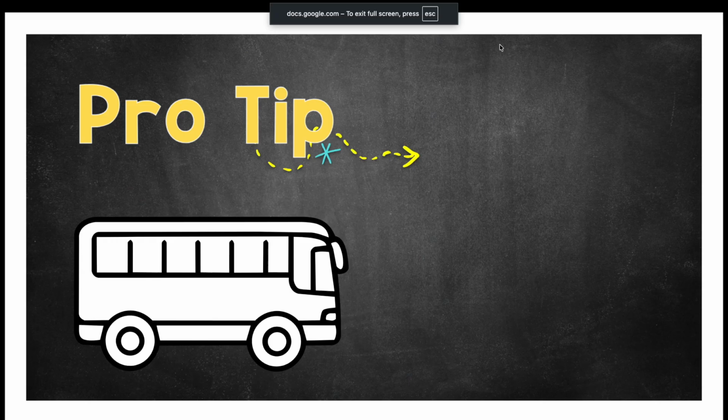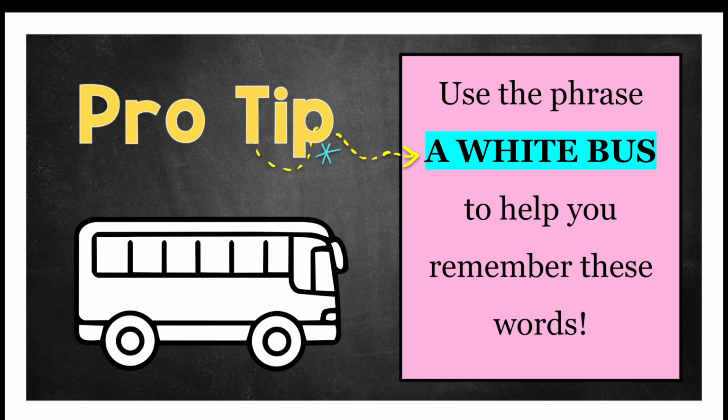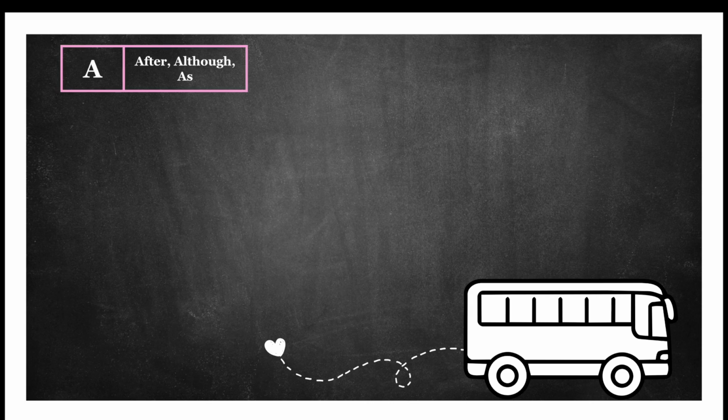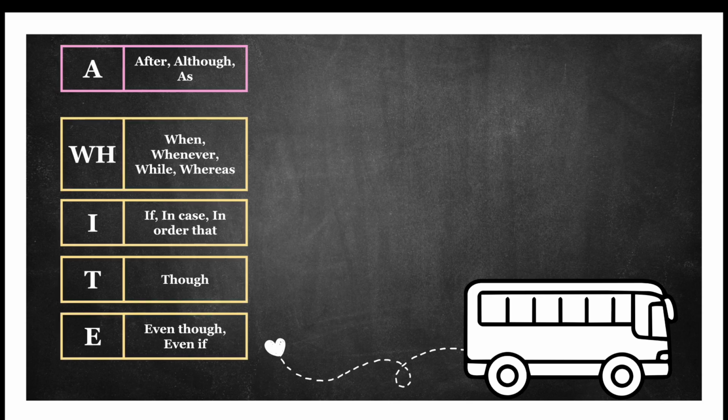So unlike FANBOYS or those coordinating conjunctions where we only had a select group of them, subordinating conjunctions, there's a whole bunch of those. But we can remember them by using the phrase A White Bus. A stands for after, although, as. So again, this is a way to remember the words that are subordinating conjunctions. White. We have WH, I put those together, so that helps you remember when, whenever, while, whereas. I stands for if, in case, in order that.